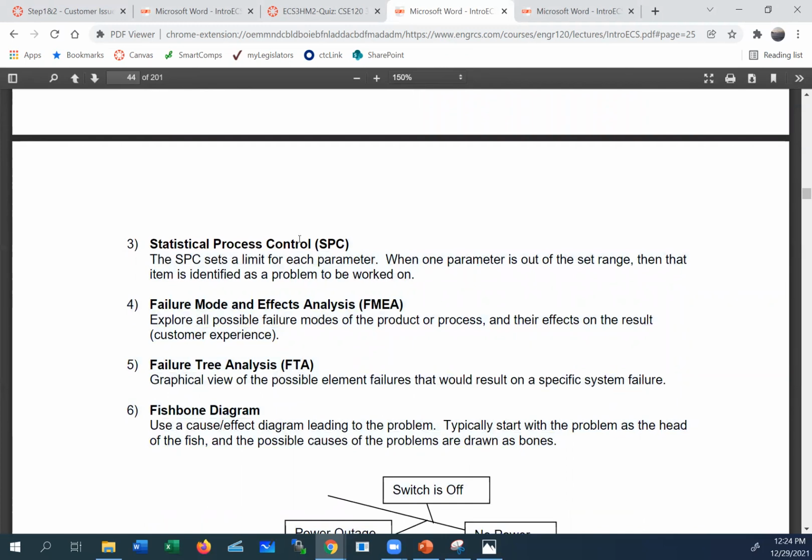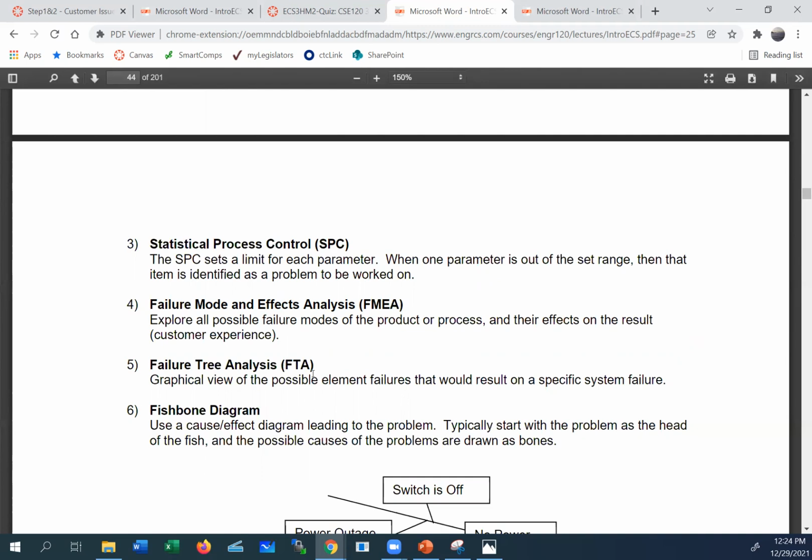Statistical processes are usually used in manufacturing. If you have a problem of a part not fitting in another part or not working with another part, they keep track of how many went out and create a statistical model to see where the issue is. Failure mode and effect analysis is a process where you basically take a look at a problem and see how it impacts the user.